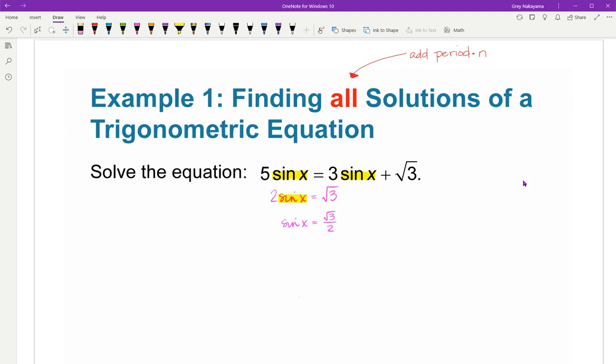That tells me that x equals, looking at my unit circle, pi over 3 or 2 pi over 3 because it's in the first and the second quadrant, the green, if you have the color-coded one. Now we have to remember this is all solutions. As I said, you're going to add back the period times n. So what is the period of my sine function? It is 2 pi, times n. And so I have x equals pi over 3 plus 2 pi n, and then 2 pi over 3 plus 2 pi n. And that's what you do.